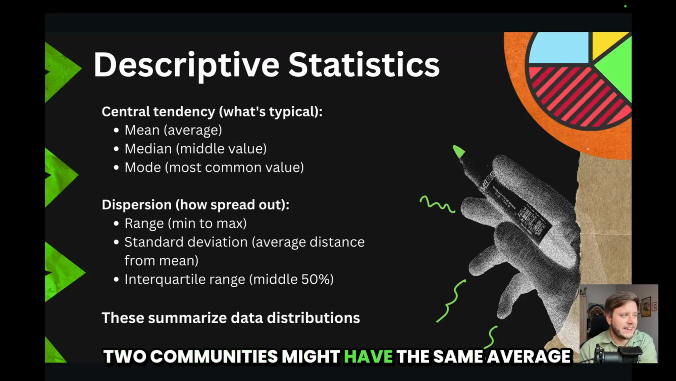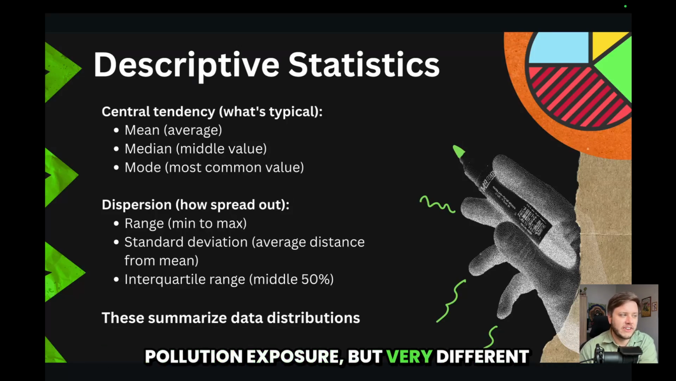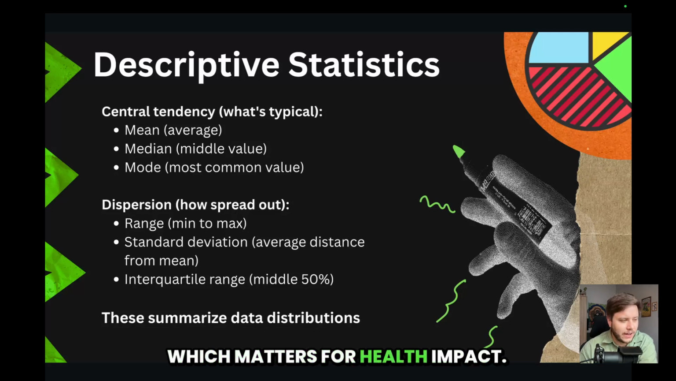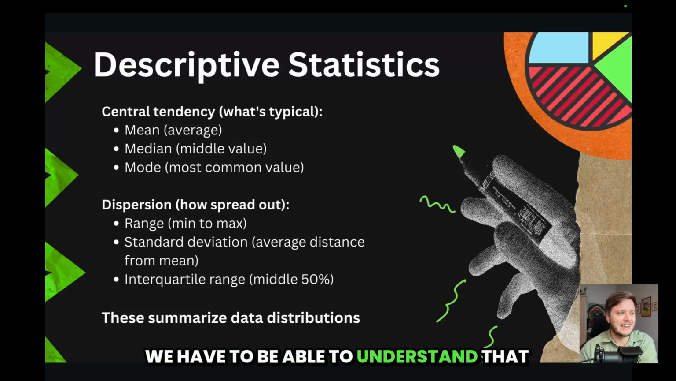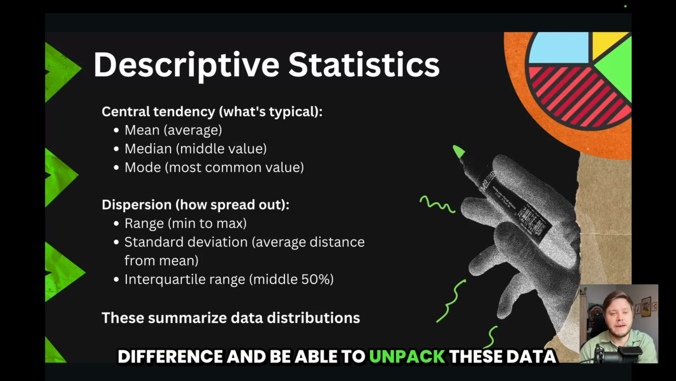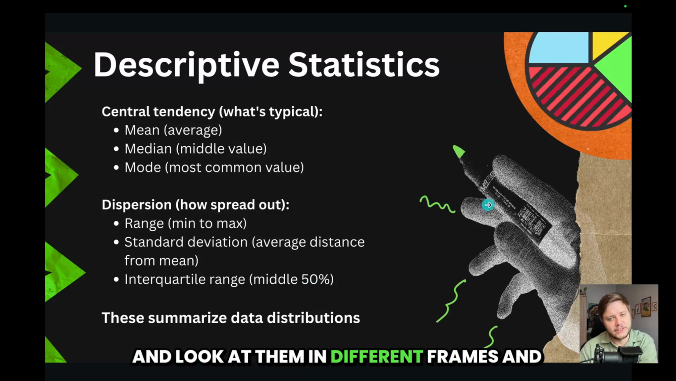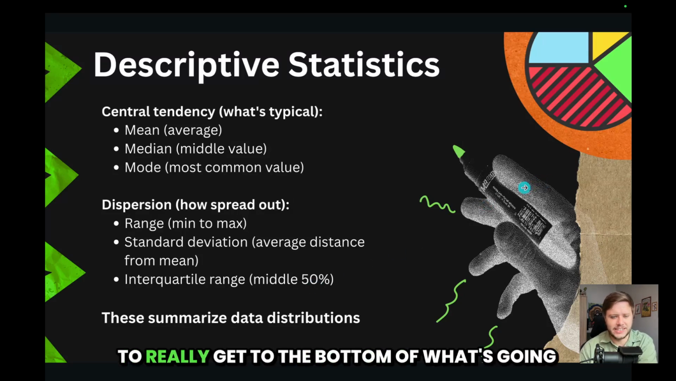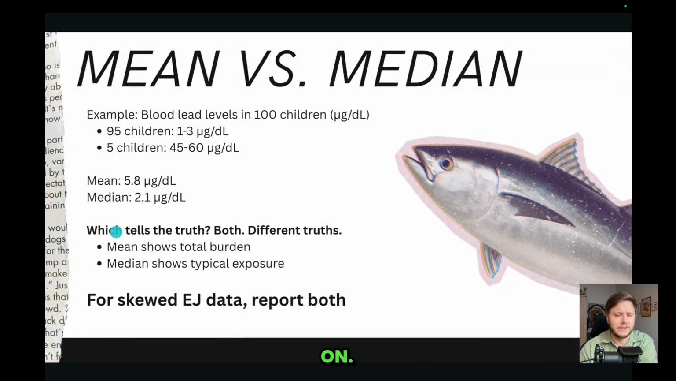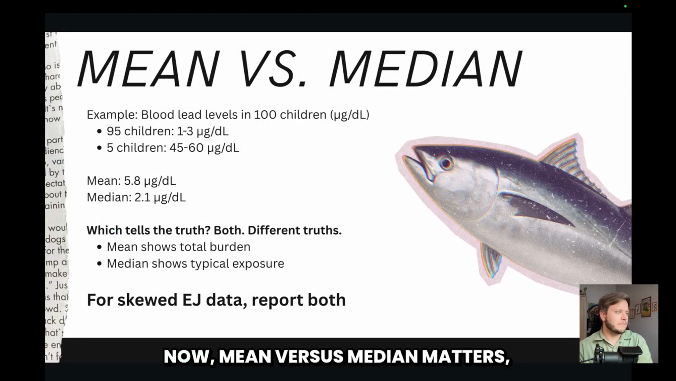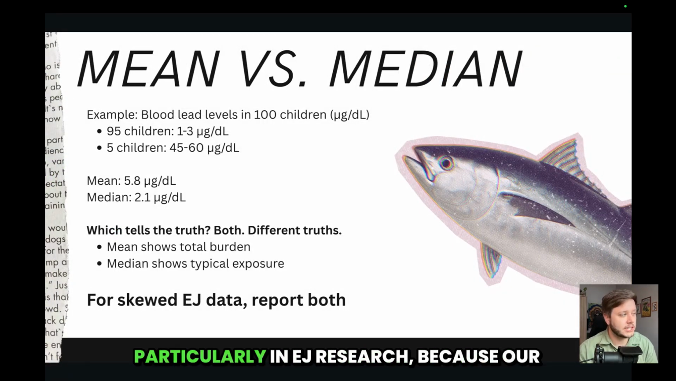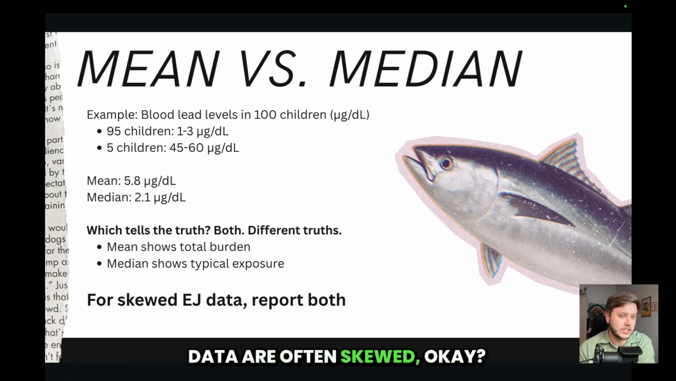Two communities might have the same average pollution exposure, but very different variation in that exposure, right? Which matters for health impacts. We have to be able to understand that difference and unpack these data and look at them in different frames and lenses, right? To really get to the bottom of what's going on. Now, mean versus median matters particularly in EJ research because our data are often skewed.